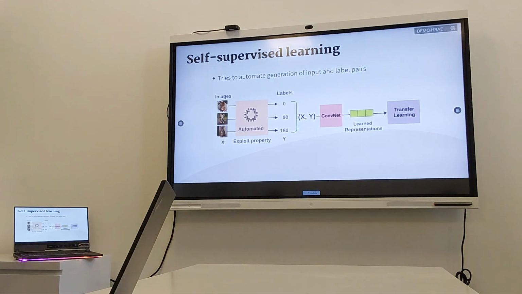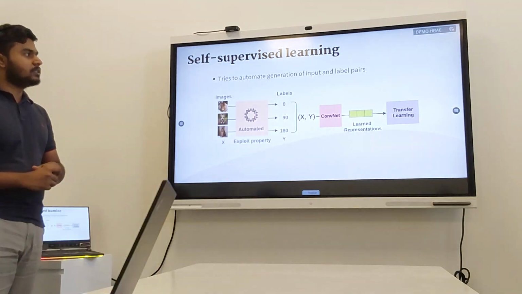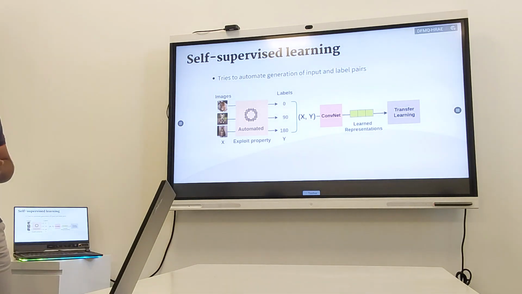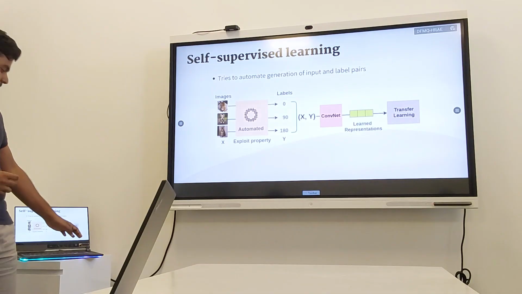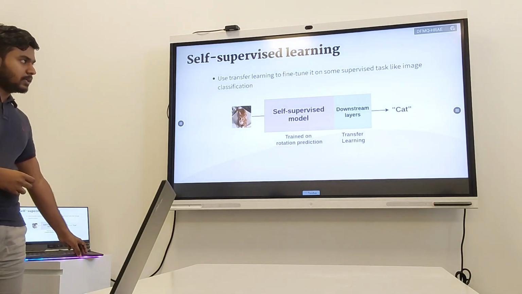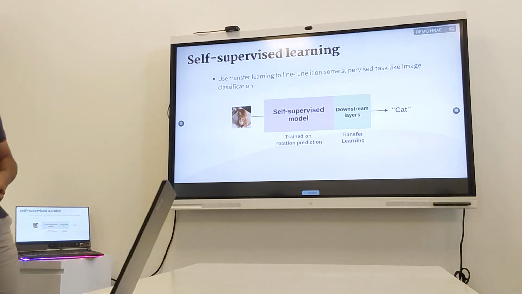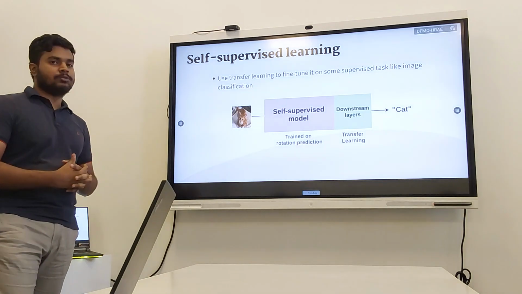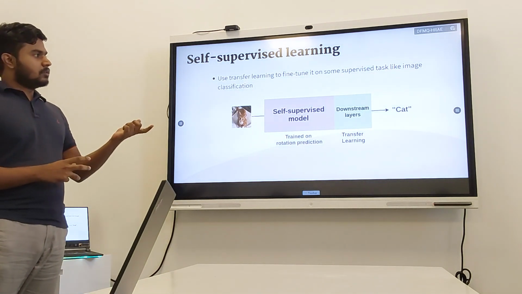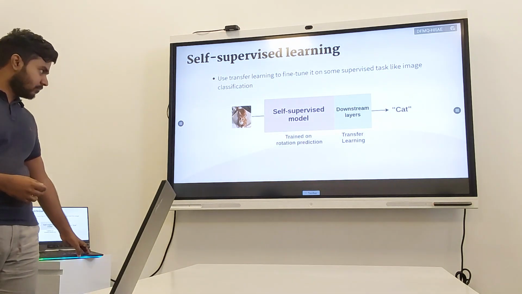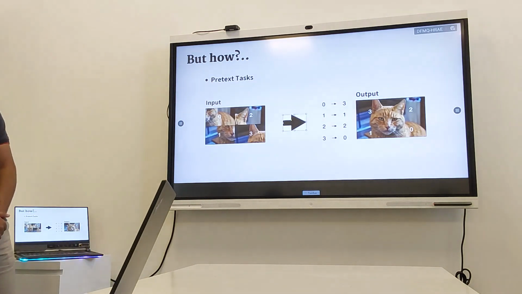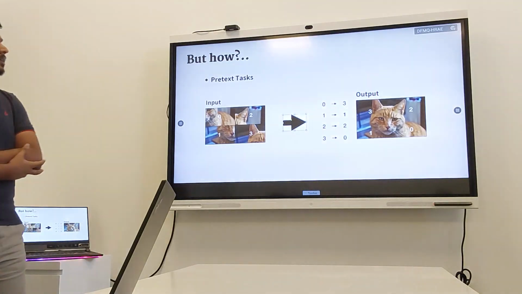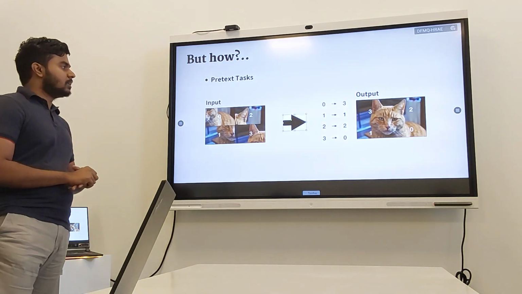Simply put, self-supervised learning tries to automate the generation of input and label pairs. Without any human interaction, it generates the labels from the images. Once we automate the task, we get the self-supervised model and use fine-tuning to do any downstream tasks like image classification. But how are we actually doing this automation? Mainly we have pretext tasks. What does a pretext task do?